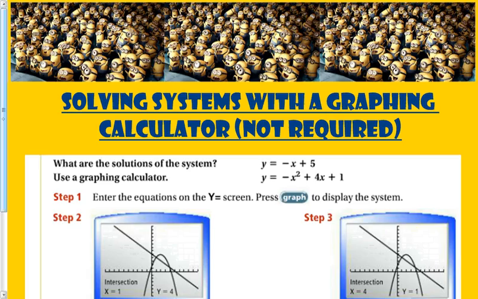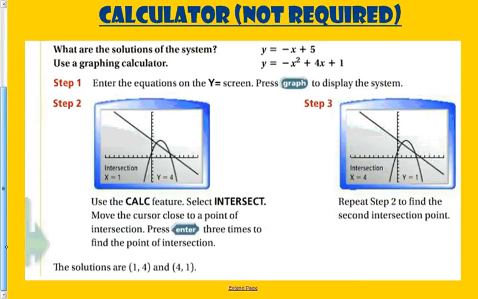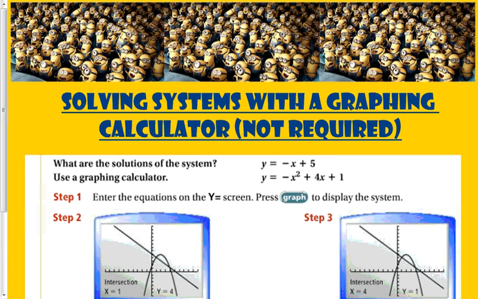There is a way to do it on a graphing calculator. We're not going to necessarily go through this because my guess is you do not have a graphing calculator, but I would like you to know that if you ever have one, there are ways to play around with it and do this on a graphing calculator.